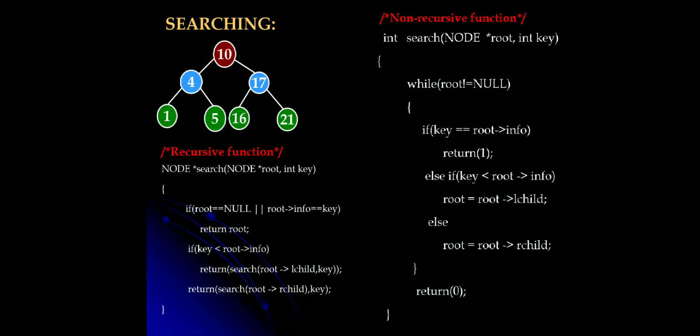Otherwise, if it is none of these two base cases, then we check whether key is less than root of info. If it is so, we make a recursive call to the search function while updating the pointer root to root of left child. And if it is greater than, then we again make a recursive call to the search function with the pointer updated as root of right child. So this recursive function works for performing the search operation on a BST.